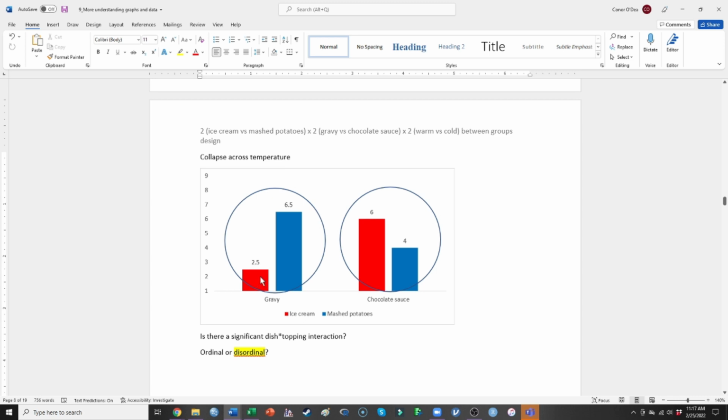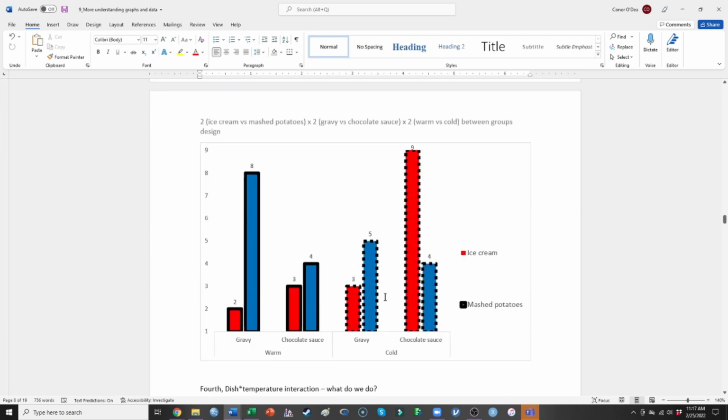So again, we're just looking here: does this circle look like this circle? If they do, there's no interaction. If they don't, there's probably an interaction.